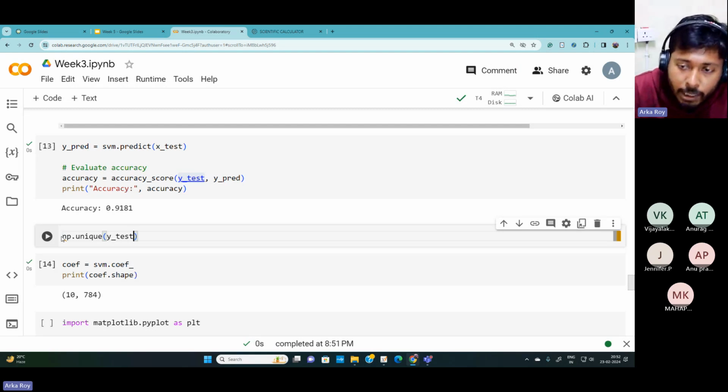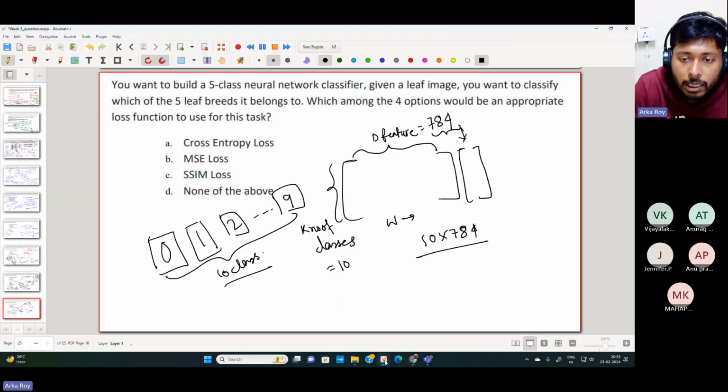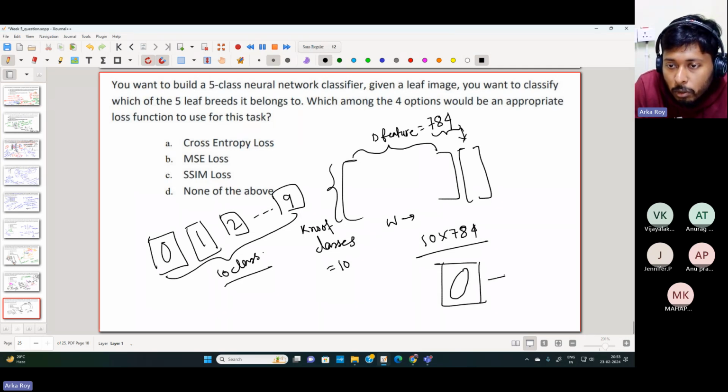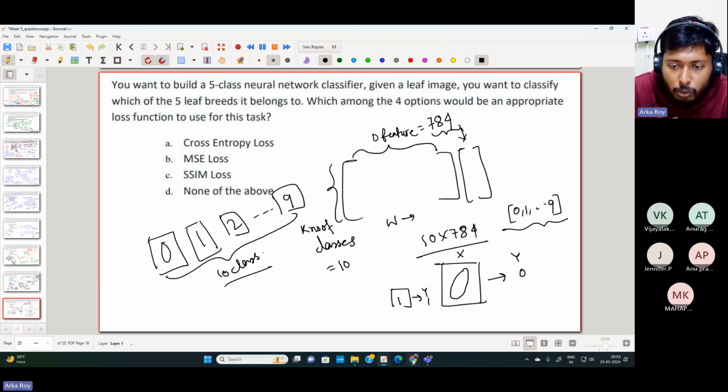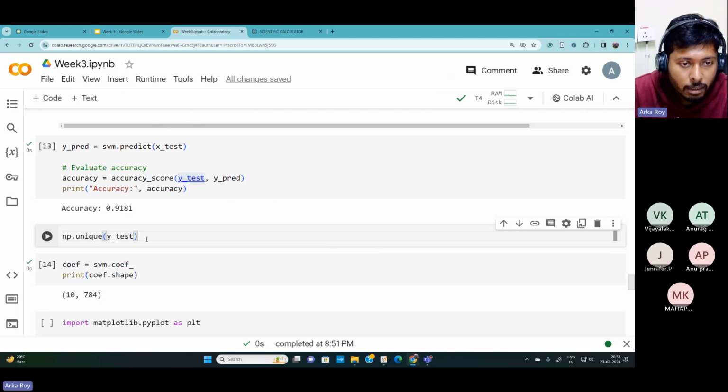So for each and every image, you have a label. For example, if the image is like this, this is X, and they have written the label as 0. If an image is 1, then the label is 1. So if I just see what labels are present, it will give me 0, 1, 2, dot, dot, dot, 9. From there we'll be able to know how many classes there are.